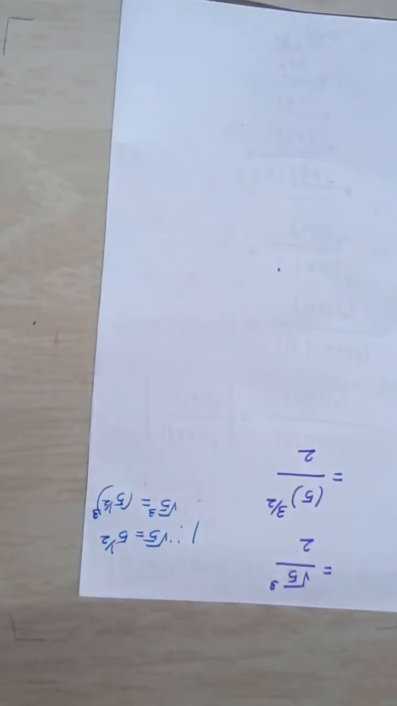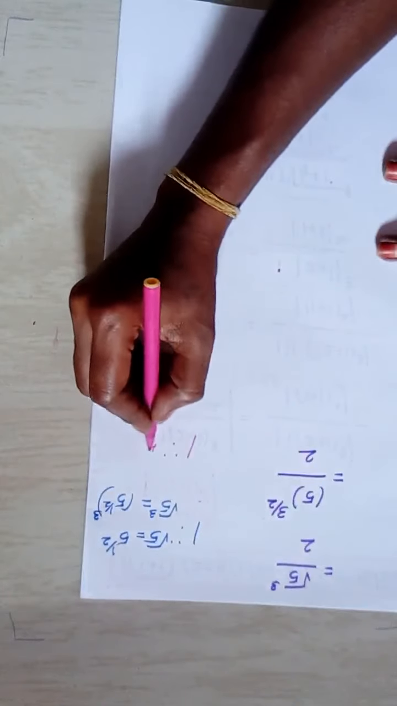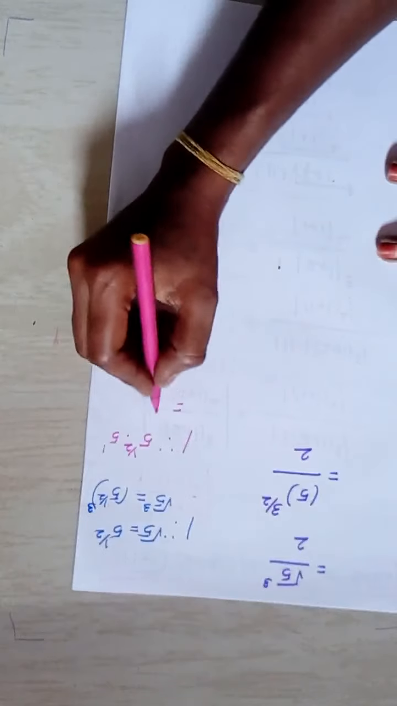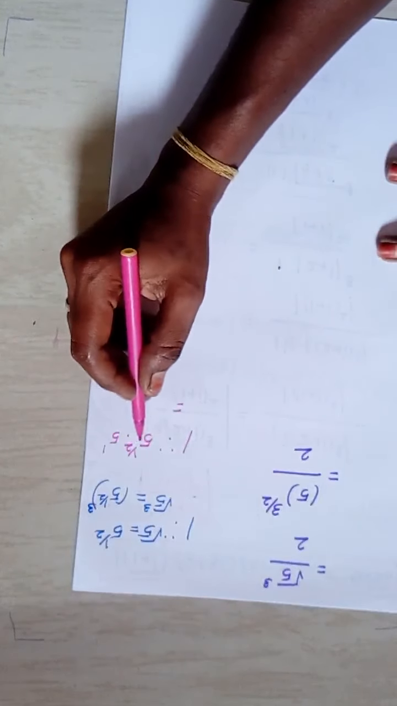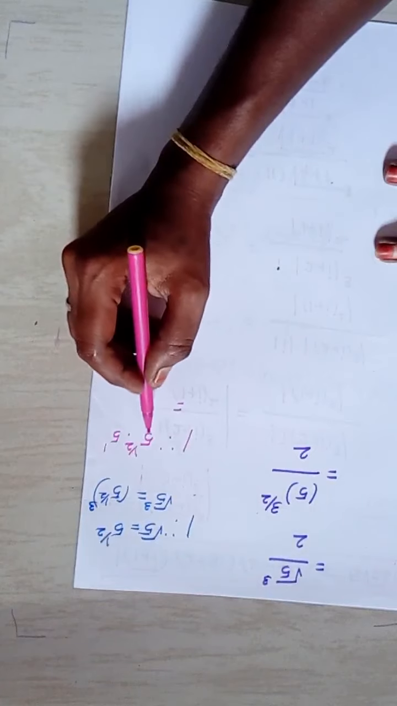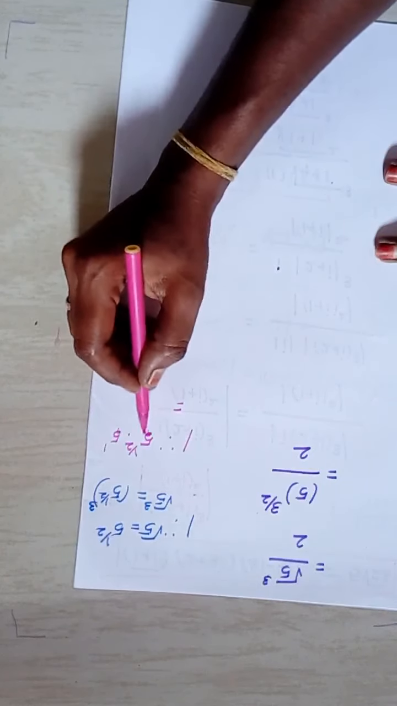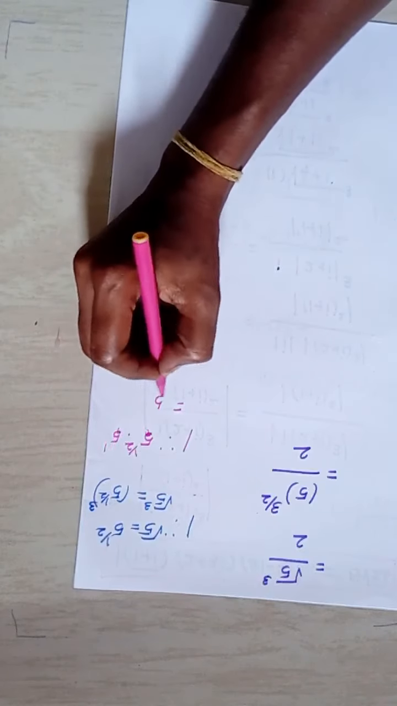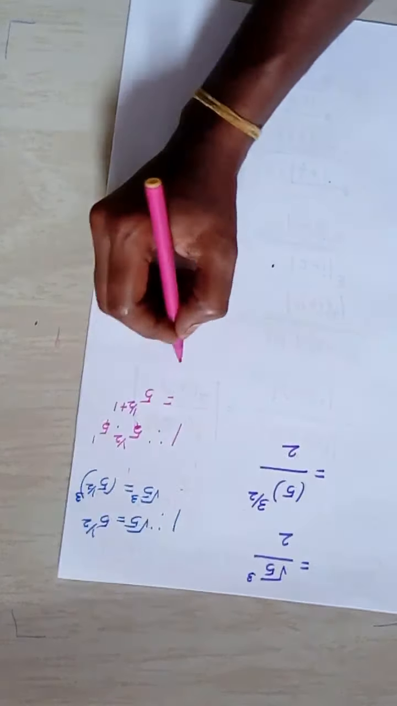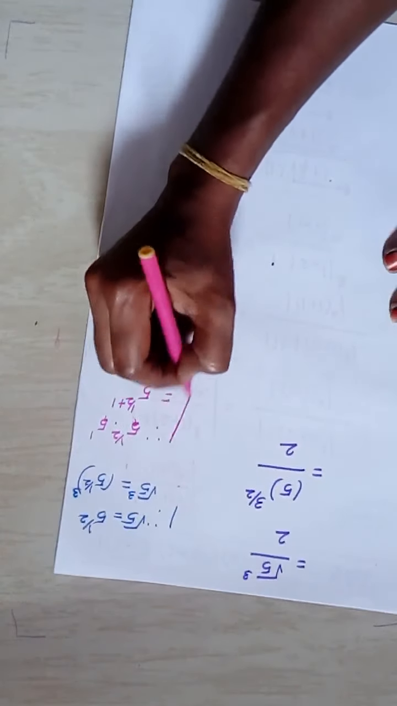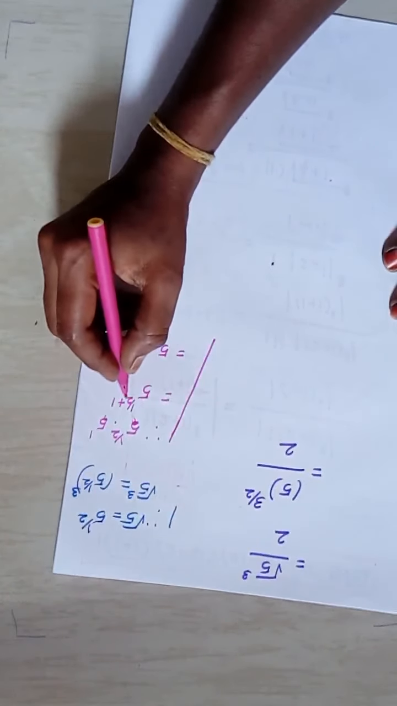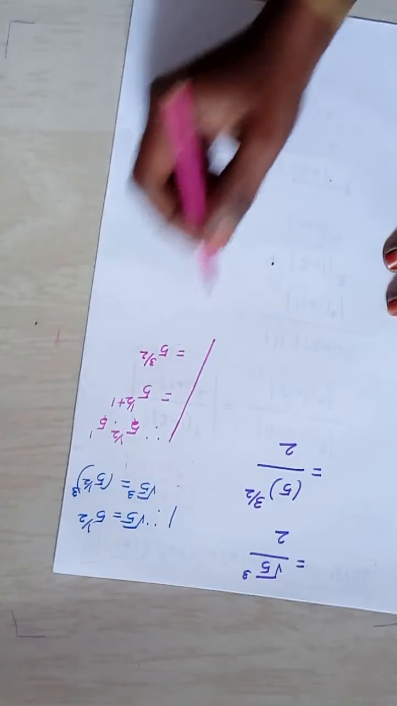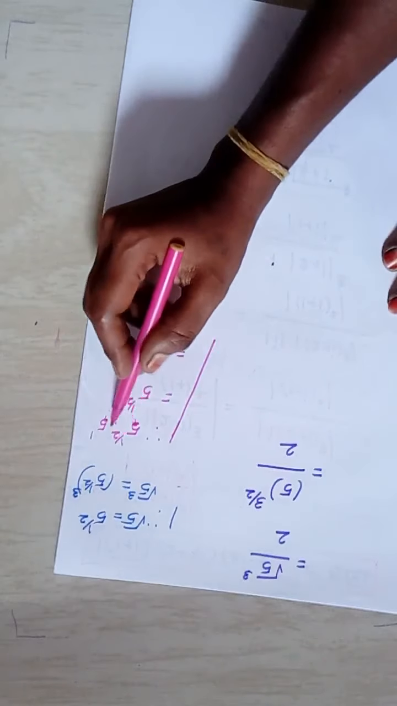5 power 3 by 2 is nothing but, we can write it as 5 power 1 by 2 into 5 power 1. Denominators are same. Am I right? So add the powers. Here the bases are same, so add the powers. So 5 power 1 by 2 plus 1, take an LCM: 1 into 2 is 2, 2 plus 1 is 3. So 3 by 2. So 5 power 3 by 2 can be written as 5 power 1 by 2 into 5.